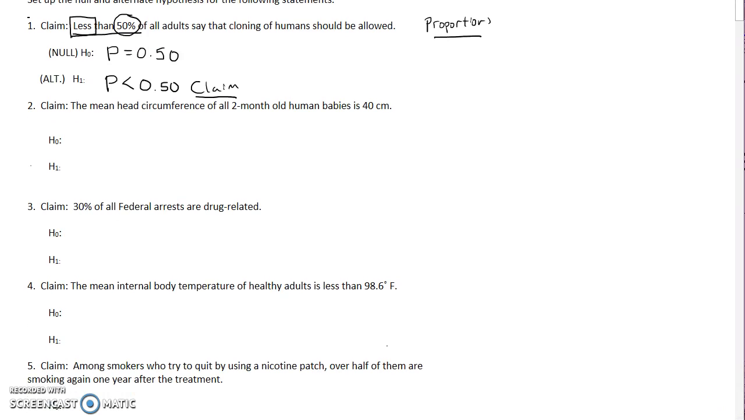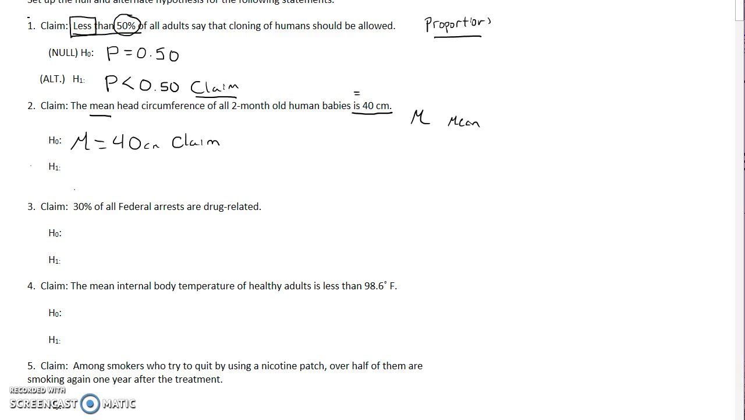The next one says the mean head circumference of all 2-month-old human babies is 40 centimeters. We can see here that we are working with means, so we are going to use mu because we're making a claim about a population mean. Now remember that the H0 always has an equal sign, so that it is 40 centimeters. Now let's think about what the alternative is. In this claim, did I say greater than or less than at all? I didn't. It says that the head circumference is 40 centimeters. That means equals, right? So my claim is going to be the H0 value this time.